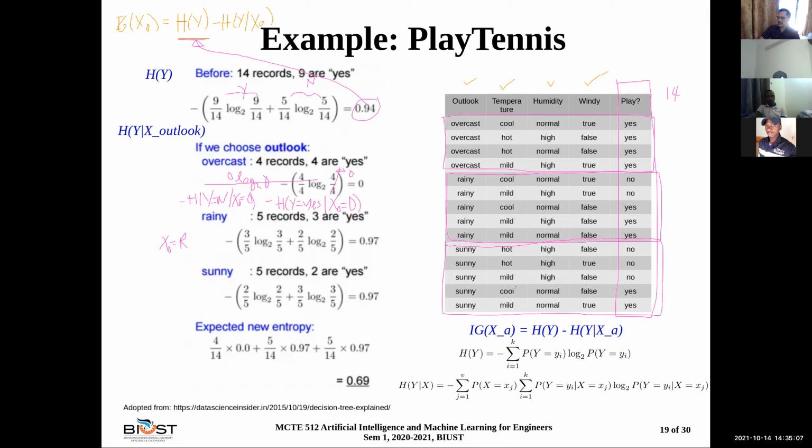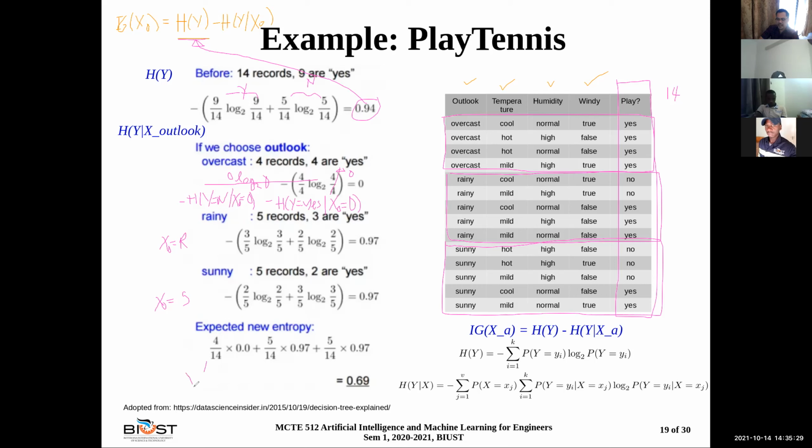Okay, so next, sunny. In the case of sunny, how many yeses? 2 over 5 log 2 over 5, plus no, 3 over 5 log 3 over 5. So X outlook equals sunny. Okay, now we compare everything. We add everything.